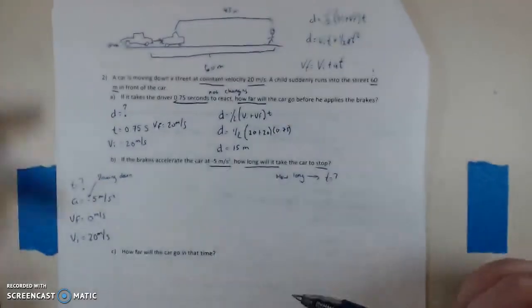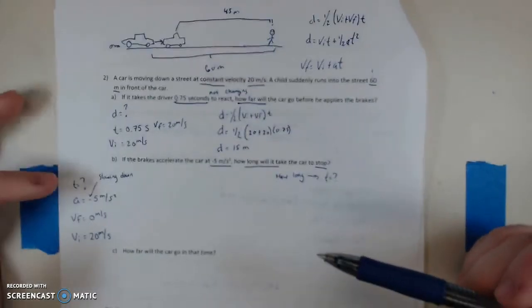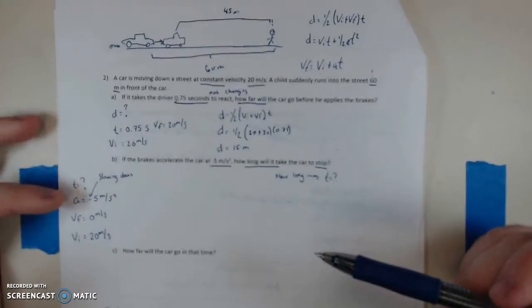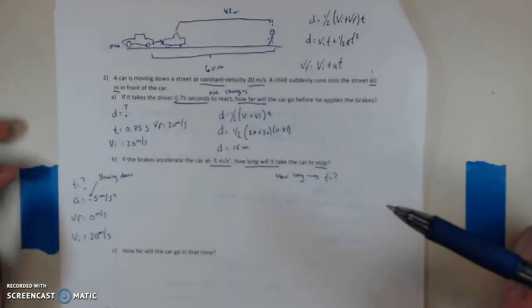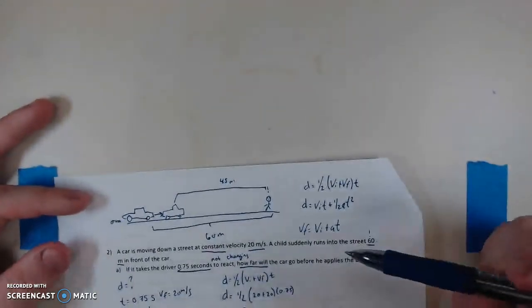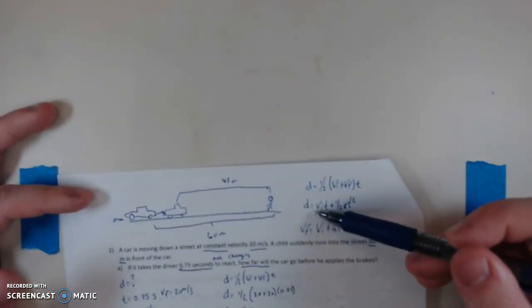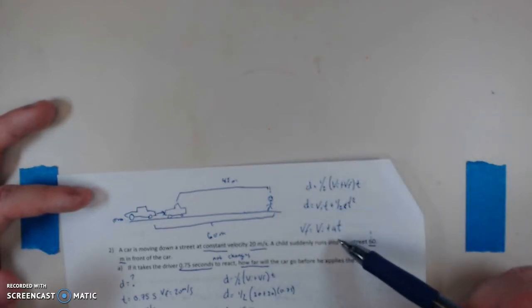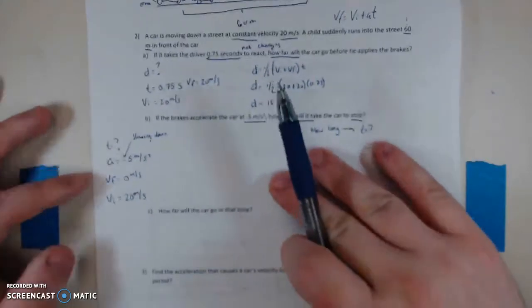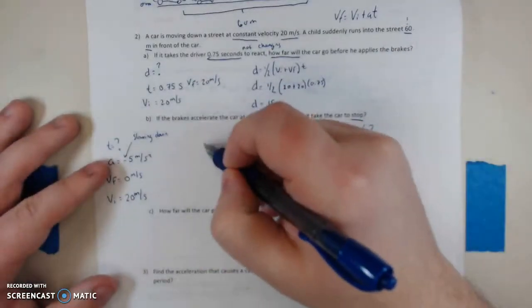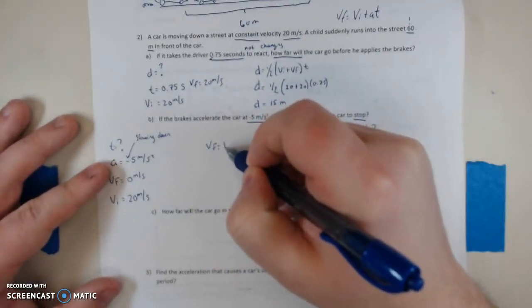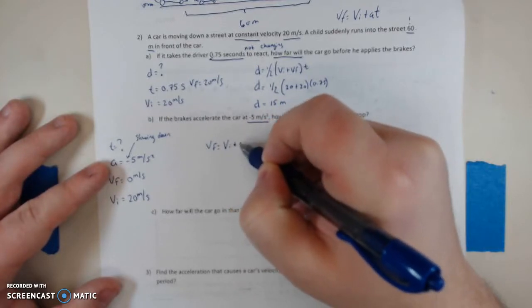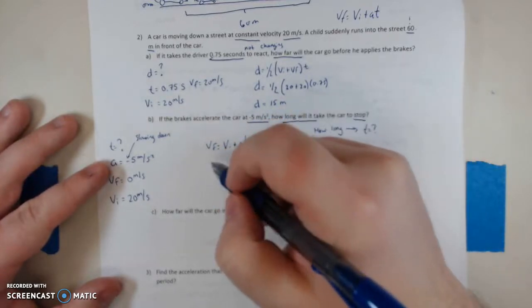Okay, so picking up where we left off, we were about to choose an equation. Looking at our variables, we have t, a, vf, vi. No distance this time. So looking up at our equations, we have distance, distance. We don't want those two, leaving us with vf equals vi plus at. That does work, so we'll copy this one down and solve it to find how long it takes the car to stop.